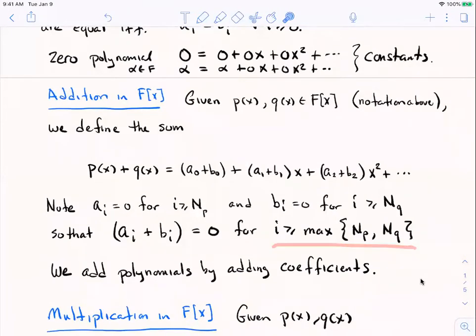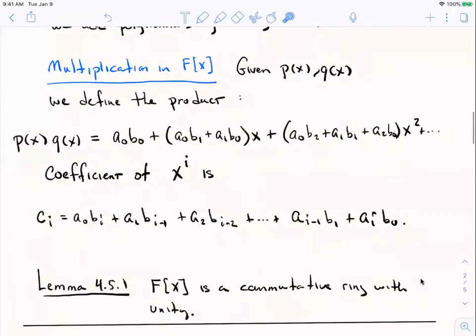So the sum of two polynomials is a polynomial. Cool. So you add polynomials by adding the coefficients, just like you always have. How do we multiply polynomials? Well, it's more complicated. This formula I'm going to write down, maybe it looks unfamiliar to you, but you multiply polynomials the way you always have. You distribute and gather like terms.